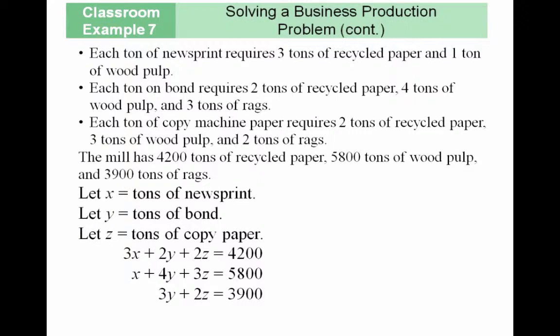So we can start making the variables. We're going to let X be equal to the tons of the newsprint, Y will be equal to the tons of the bonds, and Z would be the tons of copy paper. So we just read the question carefully and assign the numbers with the variables.